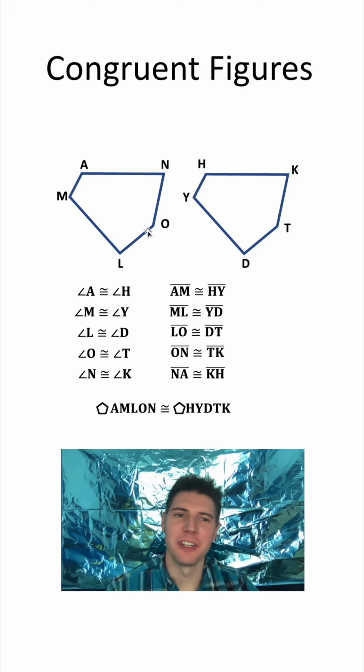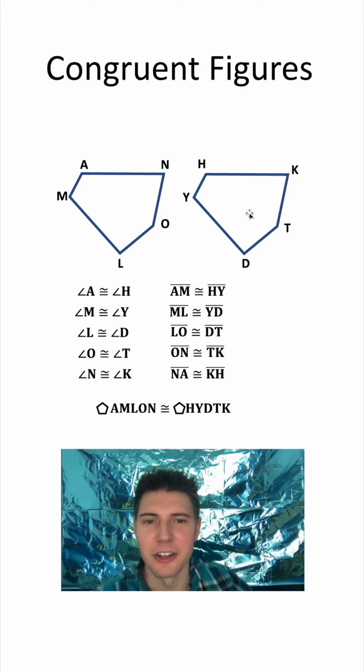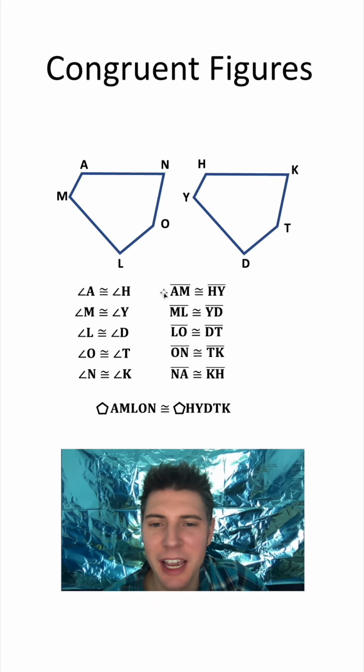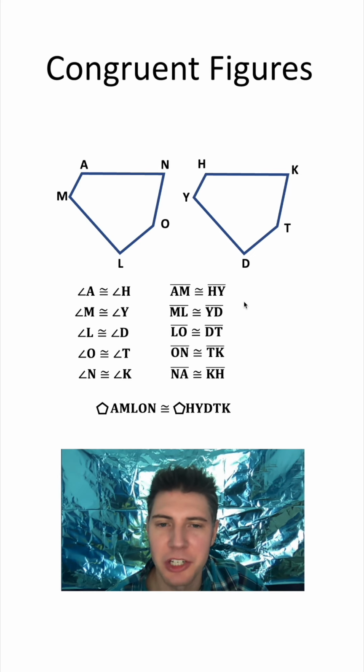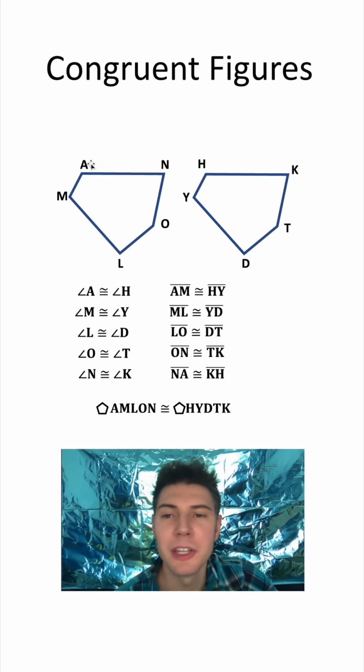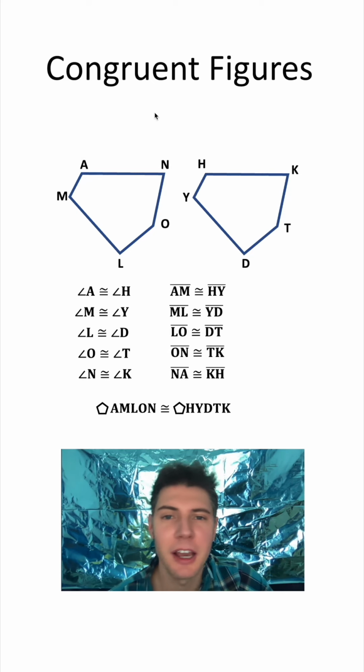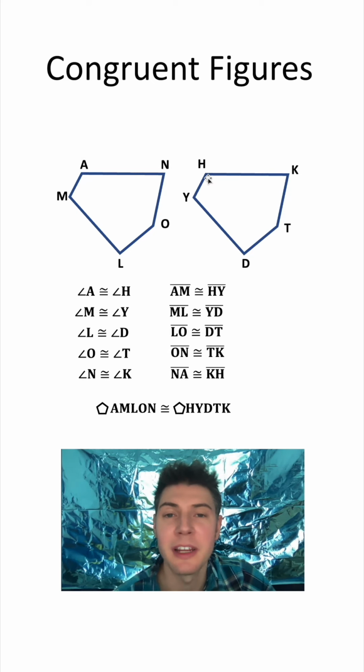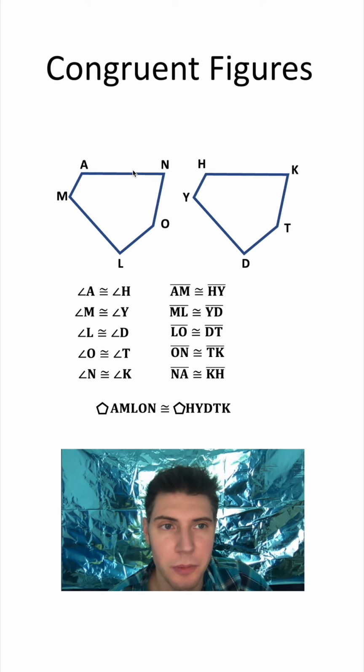Let's talk about congruent figures. So we want to say these are congruent figures. Mathematically, we really can't unless we know all of this information about the two figures. We need to know that each angle in this figure has a corresponding congruent angle in this figure. And we need all the sides to have a congruent corresponding side.